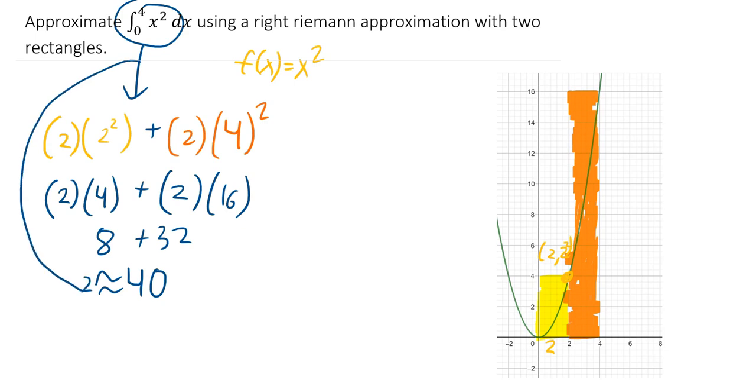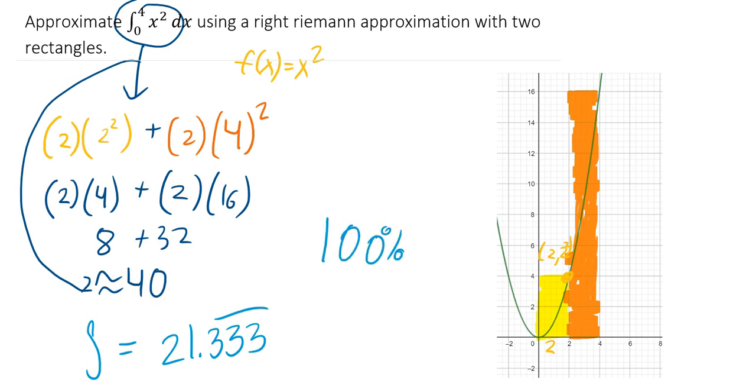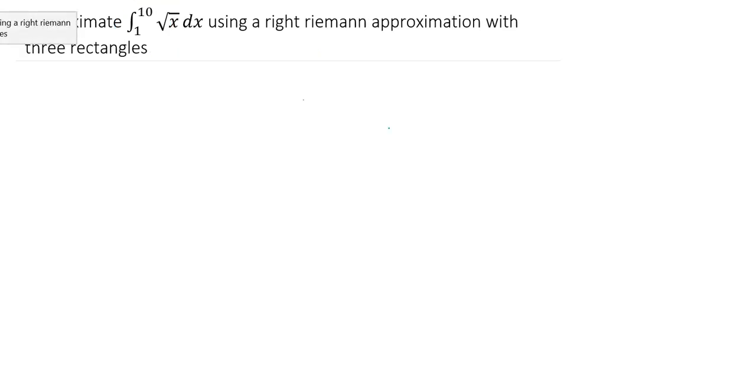If I were to actually do the fundamental theorem of calculus, the integral actually comes out to be equal to 21.3. So I'm close. I only have, what, like a 100% error or so? Not bad. There's been worse percent errors.